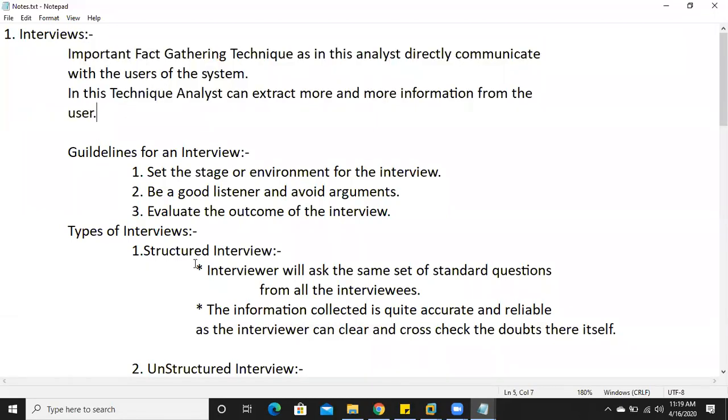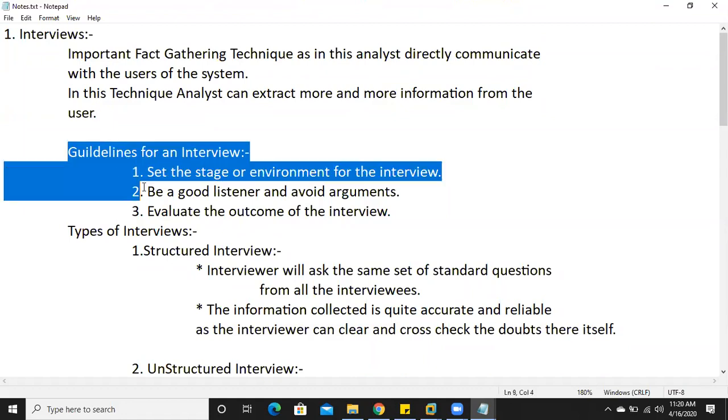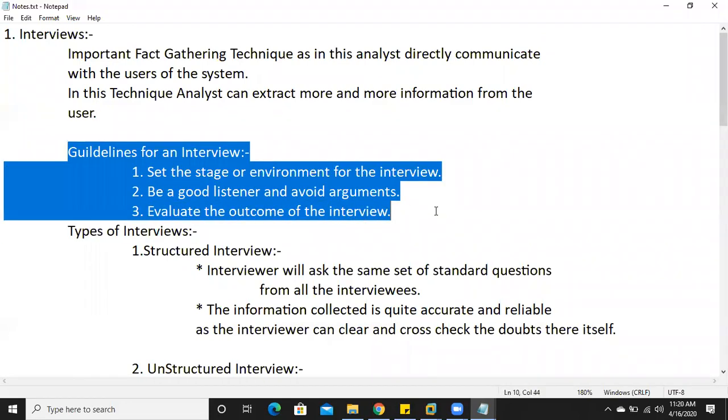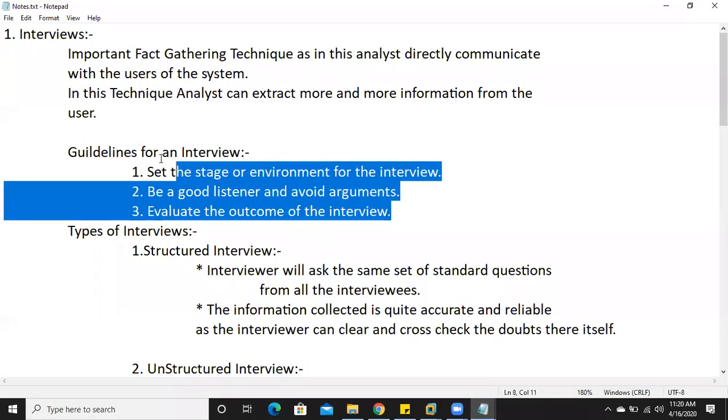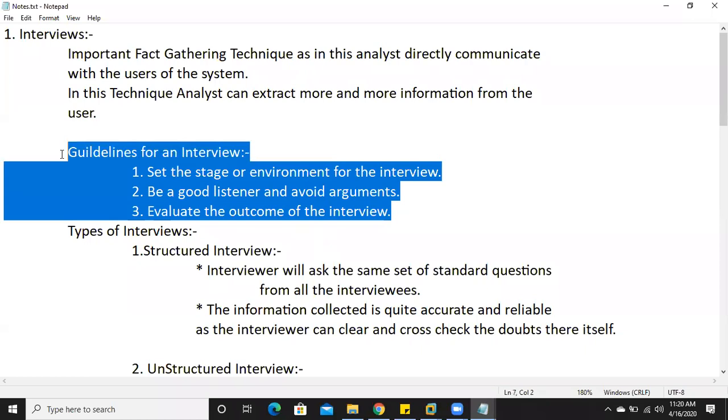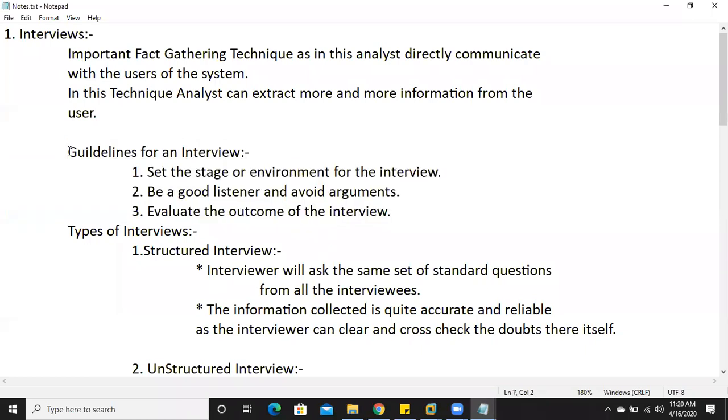Now we will study what guidelines you have to follow if you are taking an interview. Here we are studying all about the system analyst. If you want to be a system analyst, you have to do these kinds of things if you are conducting a particular interview with the users. So these are some guidelines.